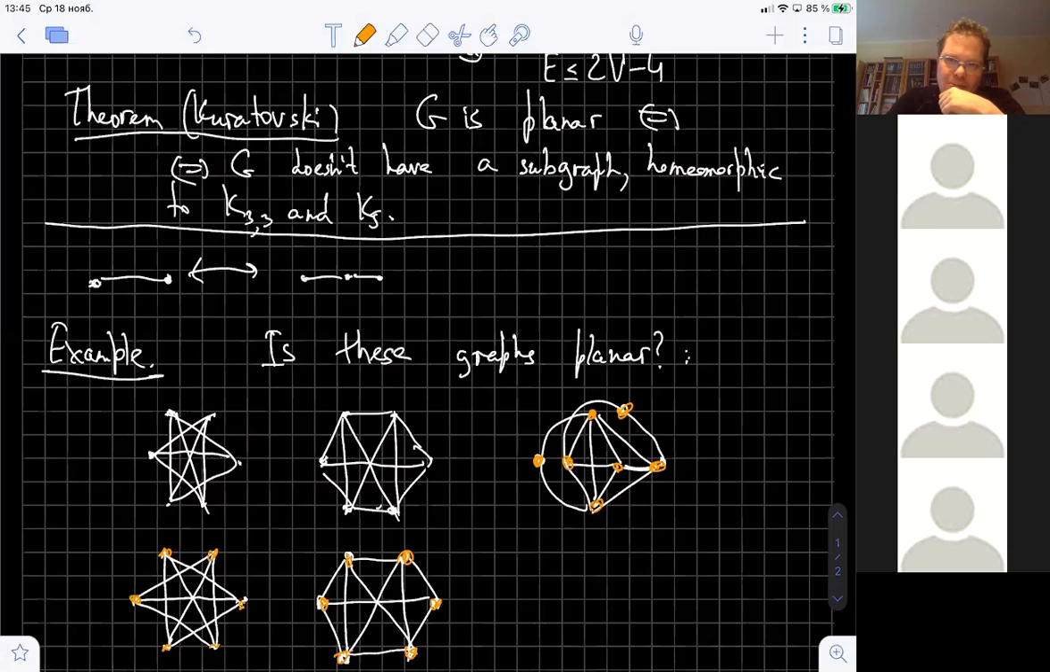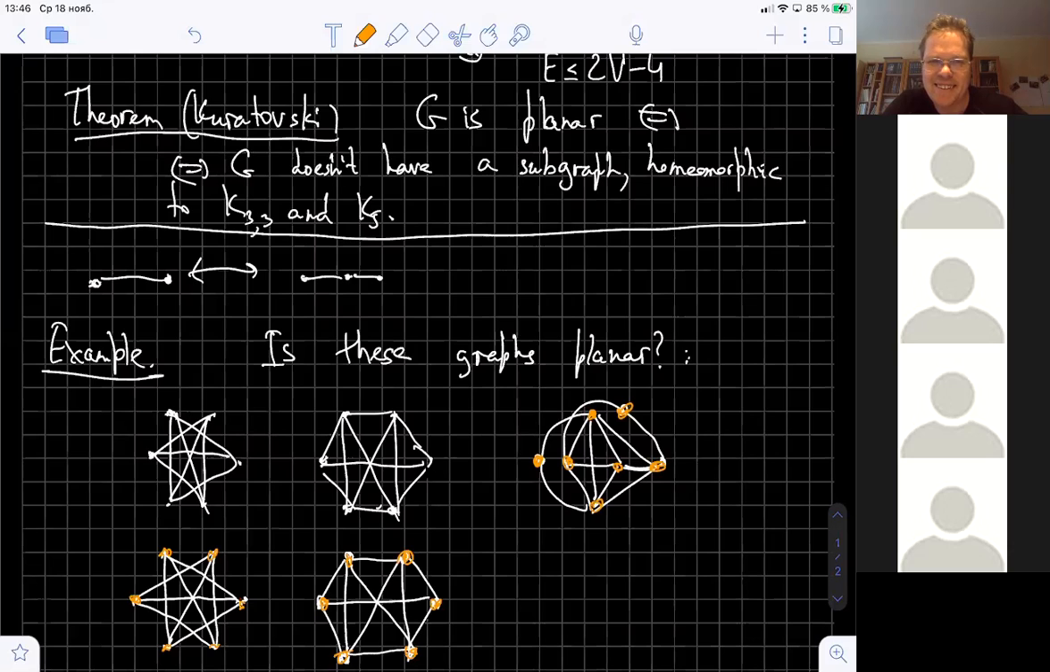So these graphs aren't planar. Oh, all the graphs are not planar. Okay, so how do you prove it? What about the first one, for example?